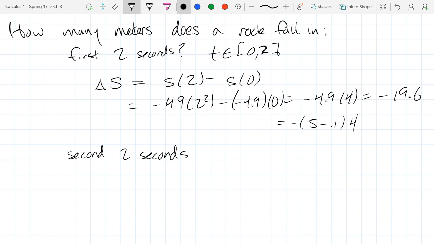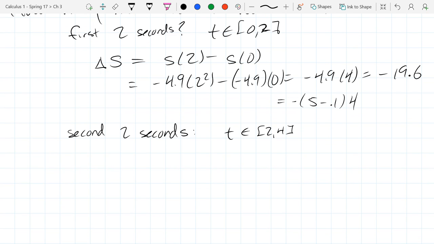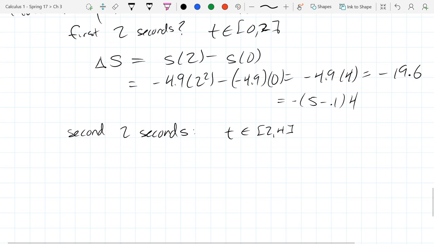So the second 2 seconds, and what I mean is from 2 to 4. So the next 2 second interval after that interval? How far did it fall? You might need a calculator for this. Although you might be able to do it without a calculator. Let's see what your arithmetic skills are made of.